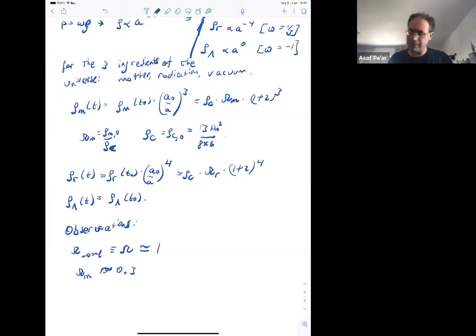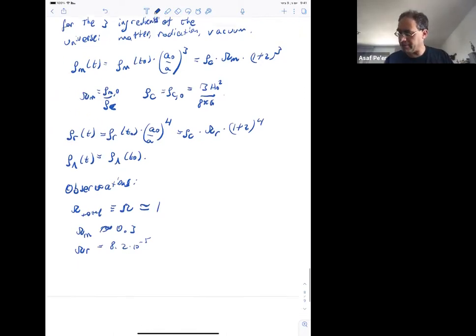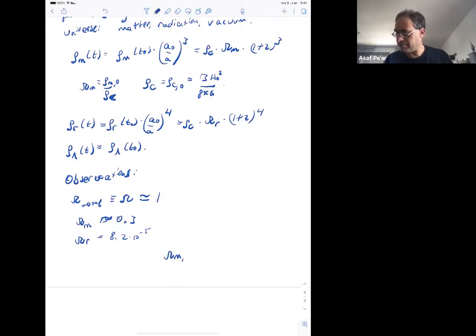And omega radiation is 8.2 times 10 to the minus 5. So very, very small. Most of the energy in the radiation actually originates from the cosmic microwave background. There is some, of course, energy in the photons that the sun emits, but it's very small. So today omega matter is much greater than omega radiation. And of course, omega lambda is greater than both of them. It's about 70%.